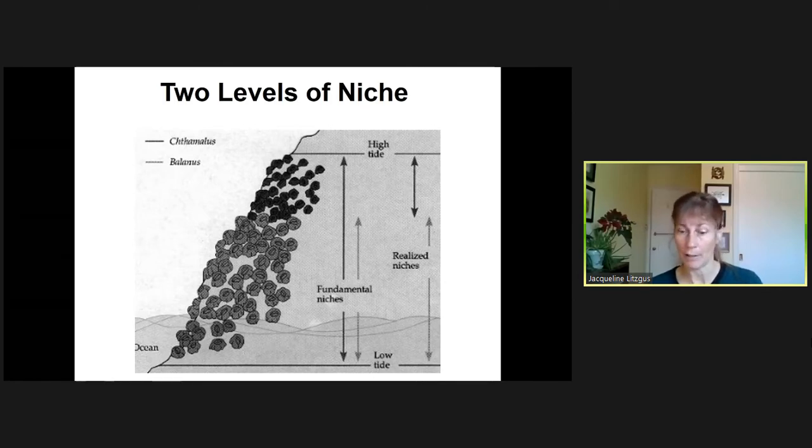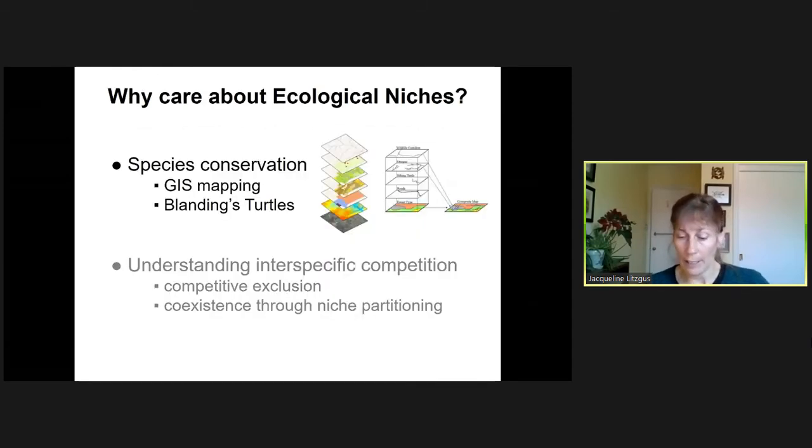So that's an interesting little experiment that was done to show this difference between fundamental and realized niches and the role of biotic factors, the competition, and how that's manifested for these two species. Okay. All right. So now let's consider why ecologists think about ecological niches and how they're applied. There's two ways. One is for species conservation, and the other one is for understanding interspecific competition, which you just saw when we talked about those two barnacle species. So the first is this importance in species conservation.